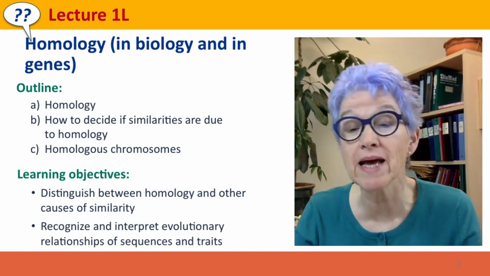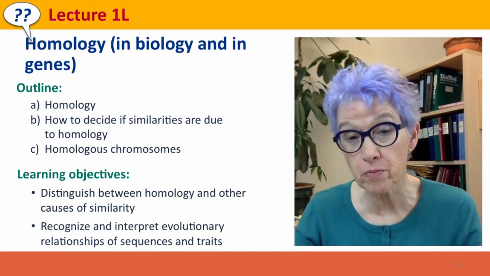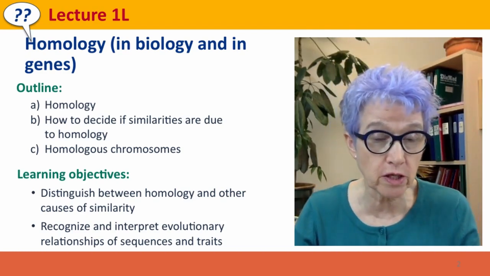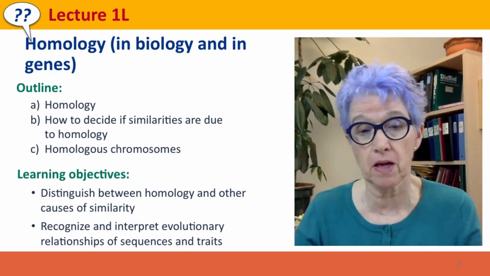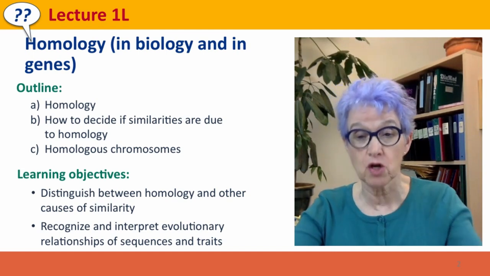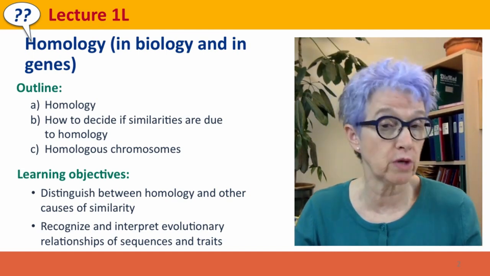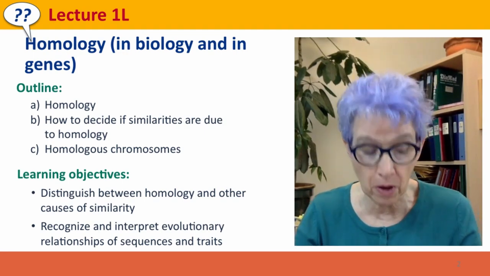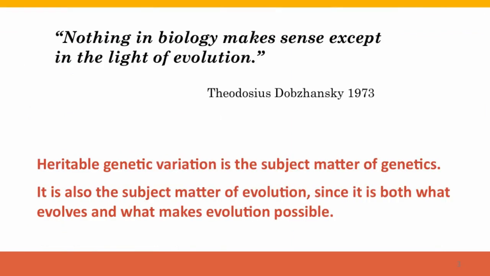This is Lecture 1L. We're going to talk about the very important concept of homology. We'll talk about its meaning in biology, and we'll particularly apply it to genetics. We'll talk about how to decide if similarities are due to homology or due to other factors, and we'll talk about the specific genetic case of homologous chromosomes.